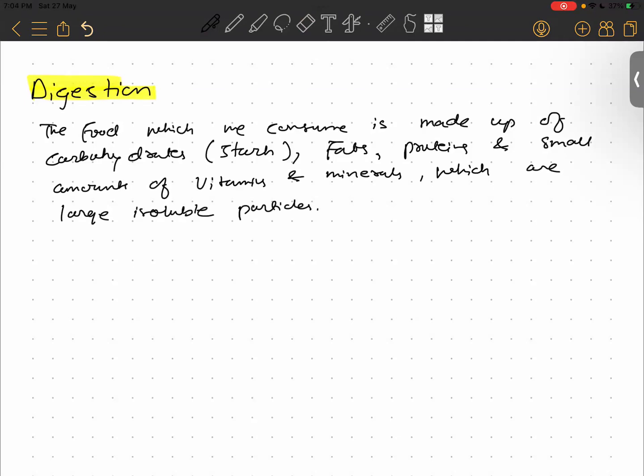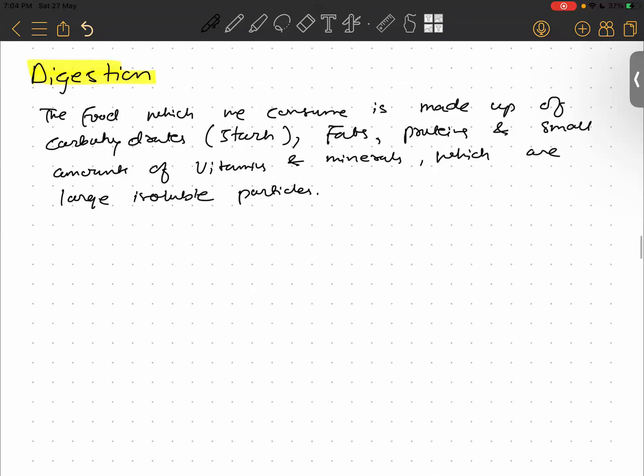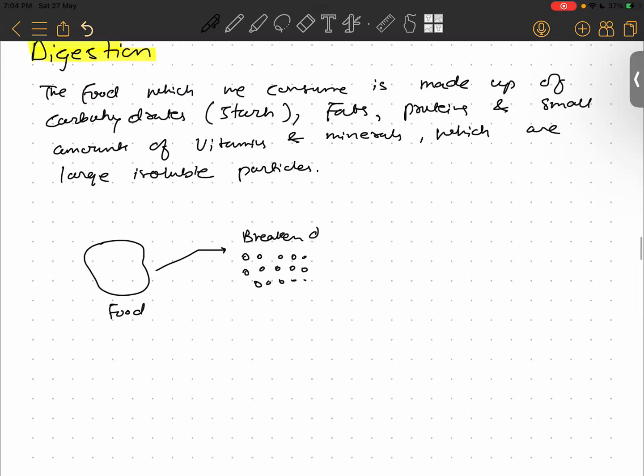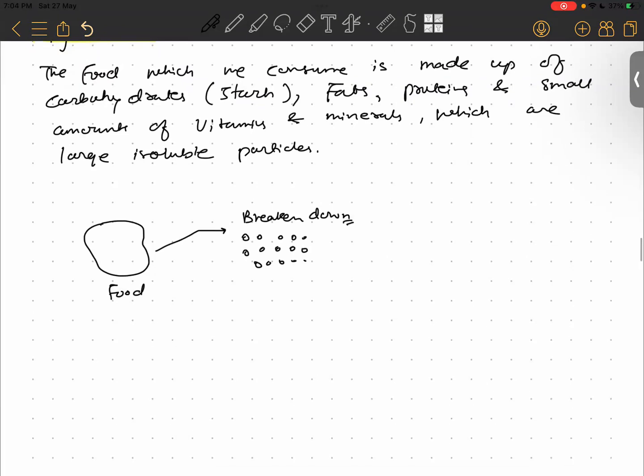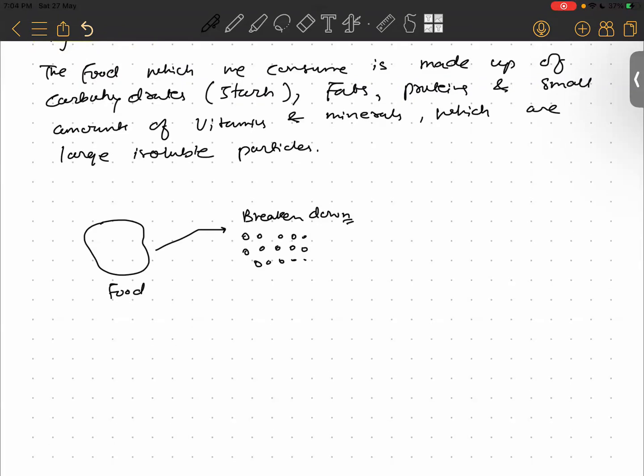So first they need to be broken down. Let's say you eat this piece of food, which consists of large insoluble particles. It needs to be broken down into very small pieces. So where does that breakdown happen? The stomach? No, the first breakdown of food starts from the mouth.